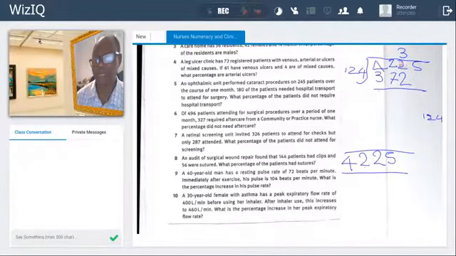If I subtract this, 2 take away 2 is 0. 2 take away 7 is not possible. So I'm going to borrow 1 from here. I'm left with 3. That one becomes 10. 10 plus 2 is 12. 12 take away 7 is going to be 5. Okay, I'm going to drop 5.